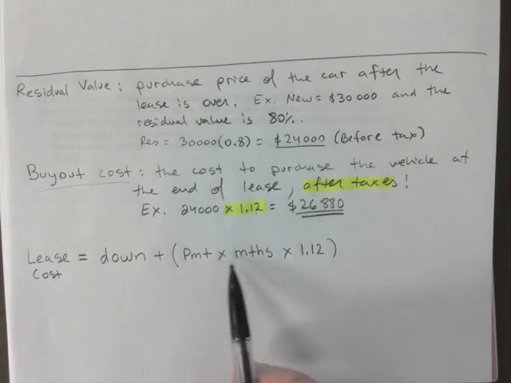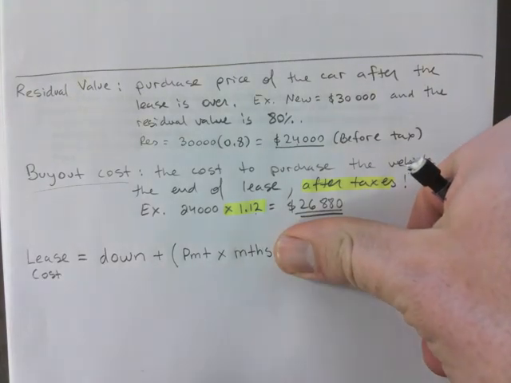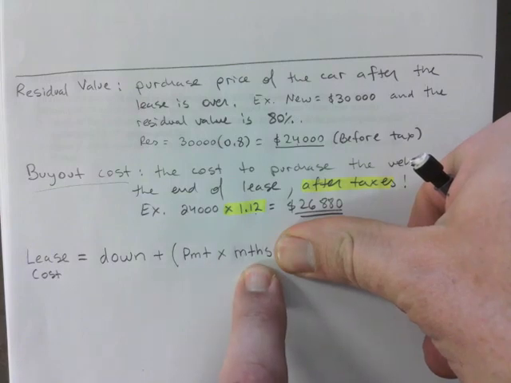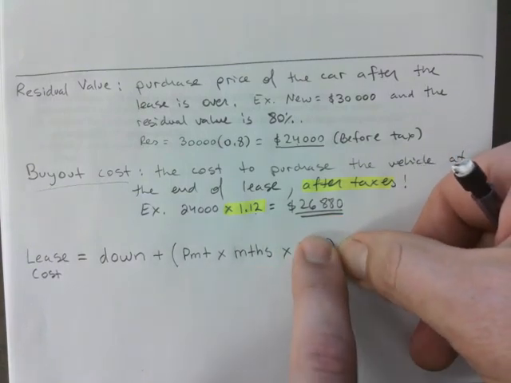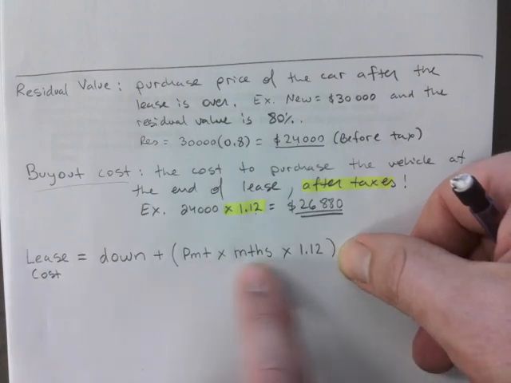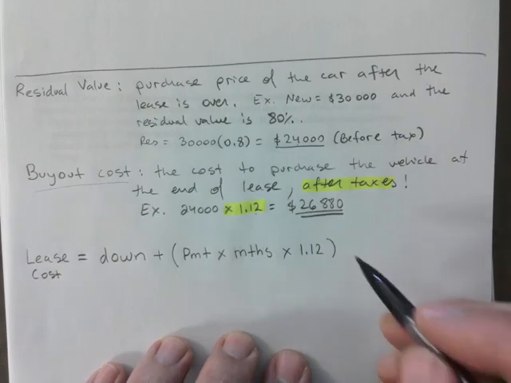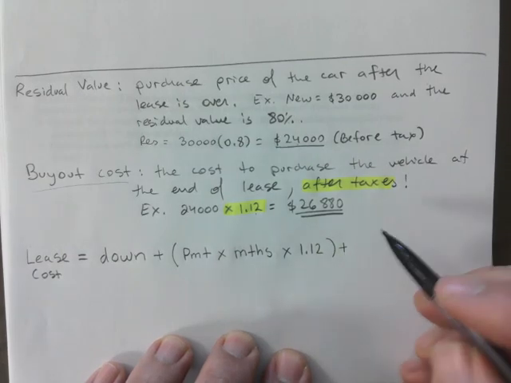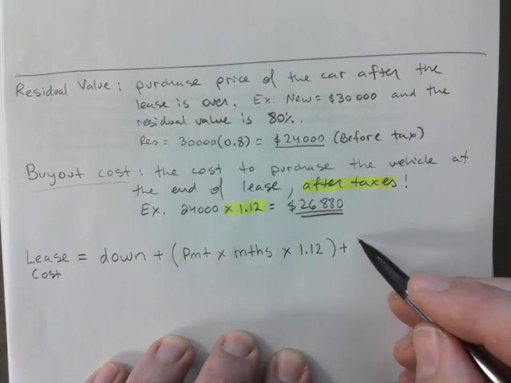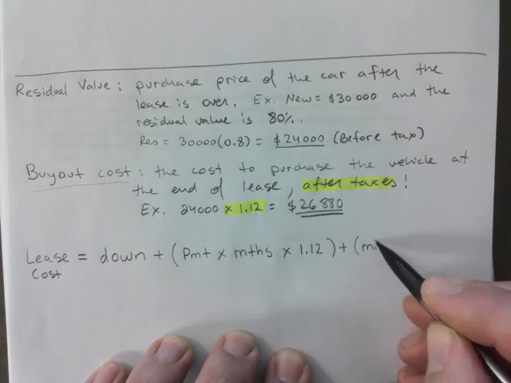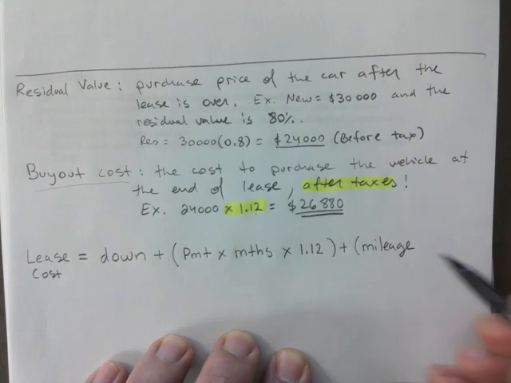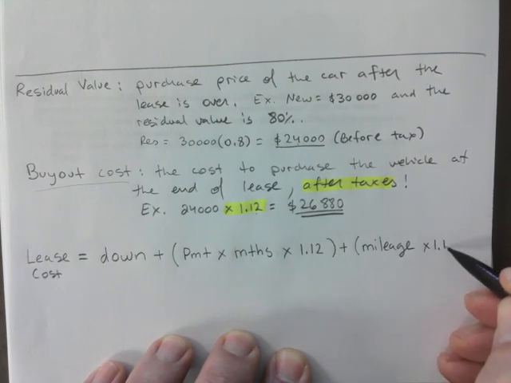So if you're thinking, why is there three numbers being multiplied? First you figure out your payment times, let's say 48 months, then you will add taxes to that entire amount. So the payments are always taxed 12%. Plus mileage. If there is a mileage cost, we will multiply that by 1.12.